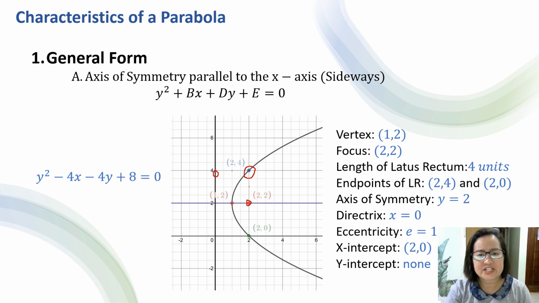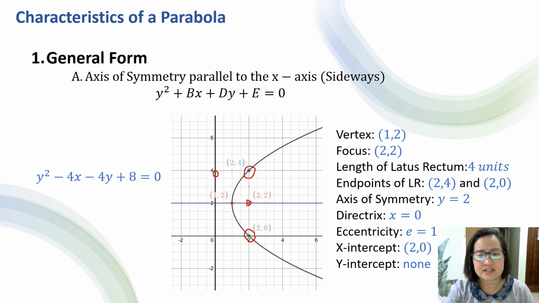Do you notice that the graph passes through the x-axis? We can say that the point (2, 0) is the point of intersection of the graph and the x-axis. In other words, the x-intercept of the graph is at (2, 0).